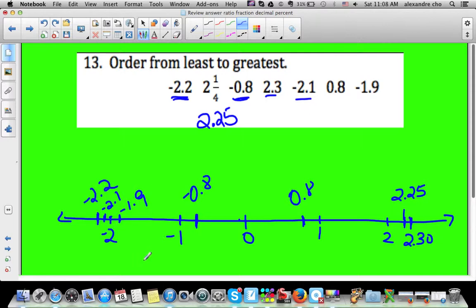And here is your order. So your order would be -2.2, -2.1, -1.9, -0.8, 0.8, 2.25, and then 2.30 as your biggest number. So that's least to greatest. Okay, he didn't ask you to use a number line, but I just did it. Okay, so you have choices.